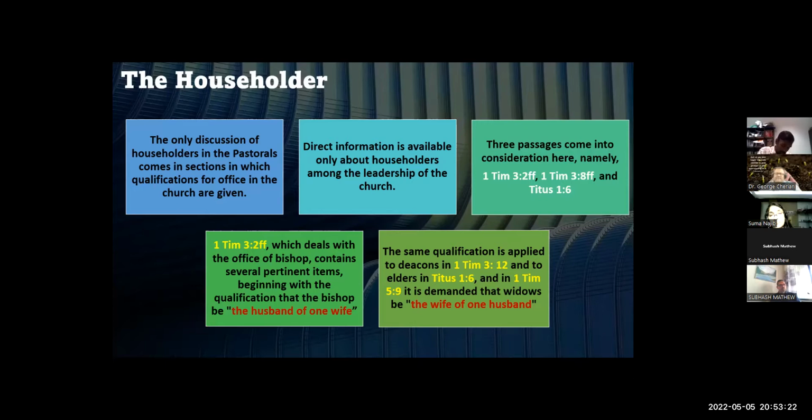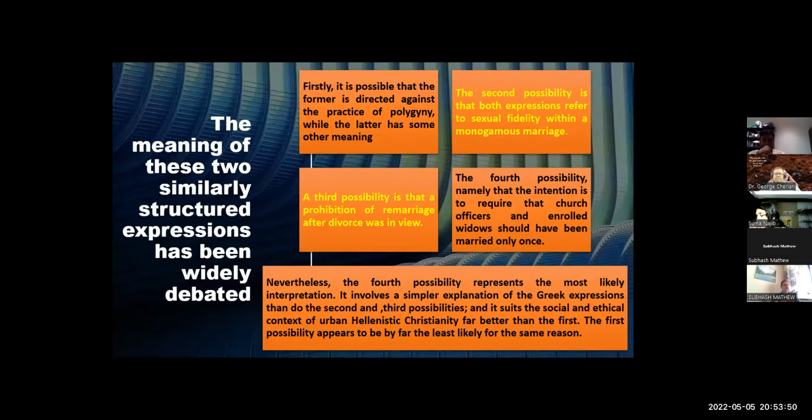Yes. And everywhere you can see a common paradigm here. Even the bishop should be the husband of one wife, and on the other side it demands that widows be the wife of one husband. So the same standard is mentioned for both men and women. So that's the next topic. The meaning of these two similarly structured expressions has been widely debated according to the article, and there were four different views.